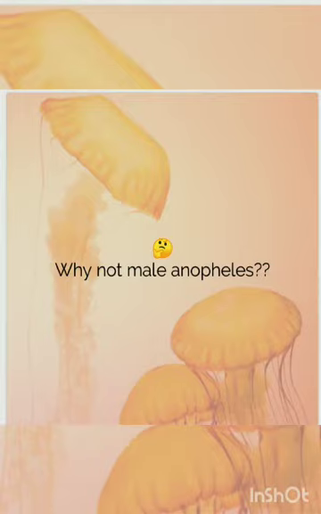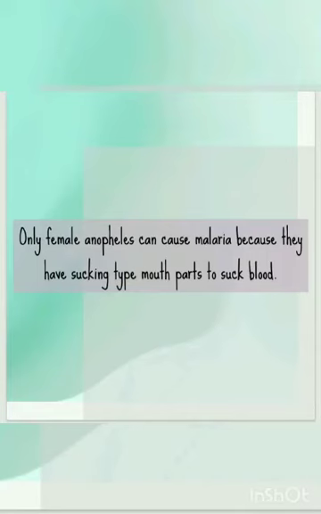So here's the answer. Only female Anopheles can cause malaria because they have sucking type mouth parts to suck the blood. Yes, male Anopheles cannot suck the blood from human bodies, whereas female Anopheles can do the same. That's why they are the main vectors, they are the main causes of spreading malaria.